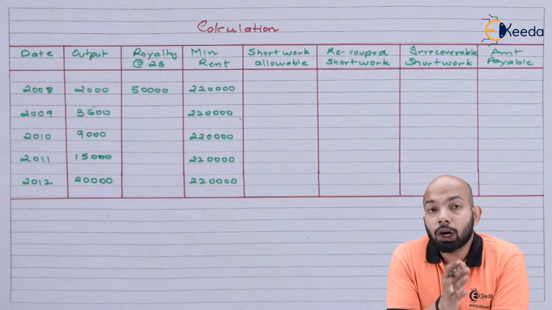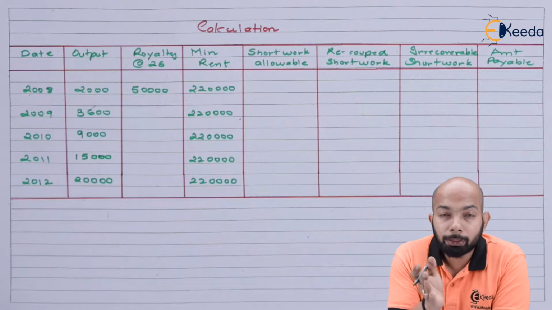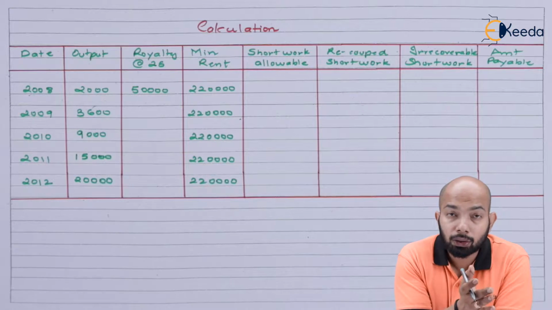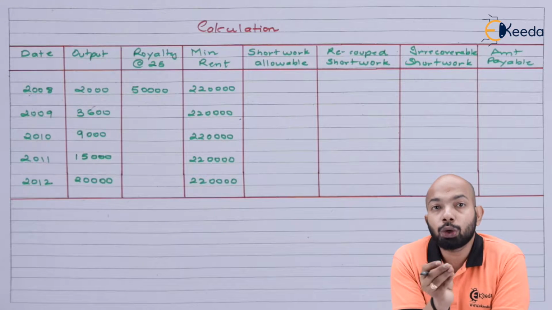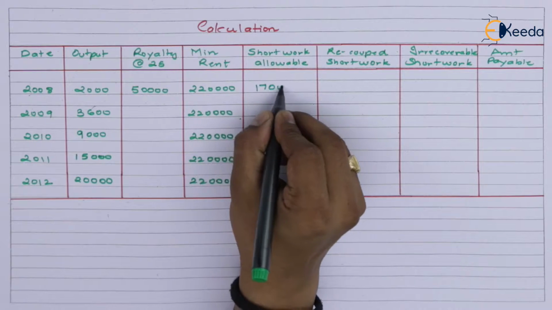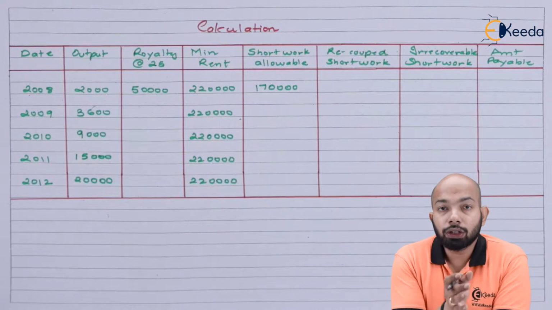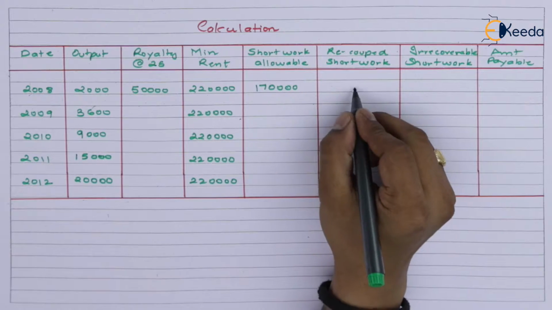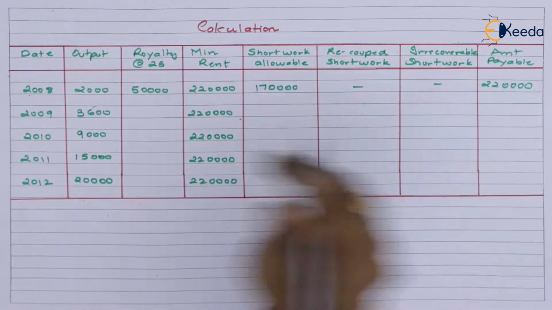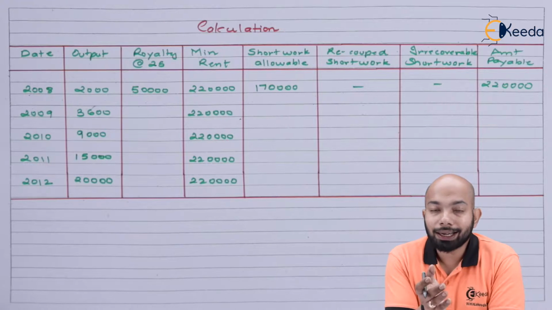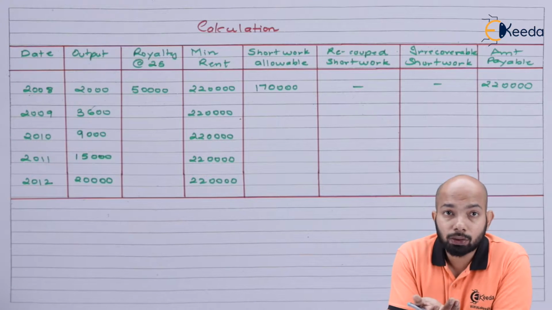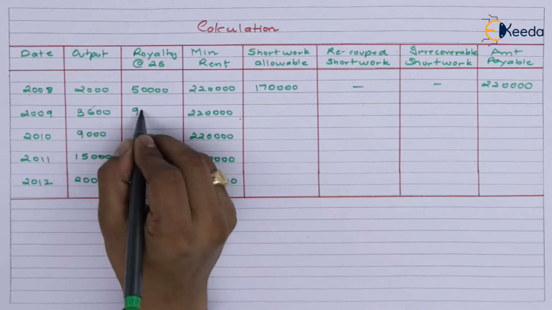Now it's time to figure out the difference between the minimum rent and the royalty, and the difference between them will be the short working allowable. So here the short working that is allowed is 1,70,000. Nothing can be recouped, nothing is irrecoverable. That's the reason the amount payable to the landlord is 2,20,000. Let's go on to the second one.